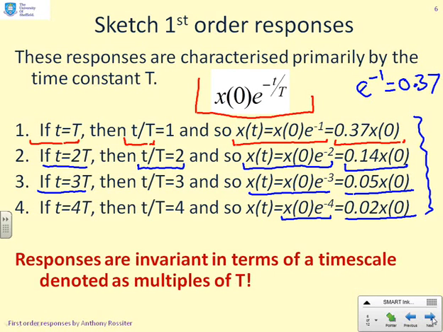Now, what's the key observation here? The responses for a first order system are invariant if you use a timescale denoted in multiples of capital T. So you can see after capital T seconds I've always got 37% of x of 0. After 2 capital T seconds I've got 14% of x of 0. After 3 capital T seconds I've got 5% of x of 0, and so on. So as long as I do the horizontal axis as multiples of capital T, then the graph is always the same.